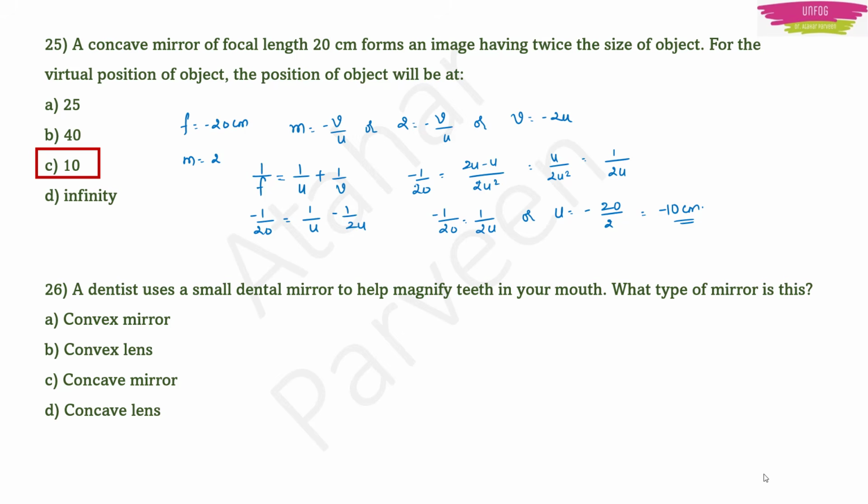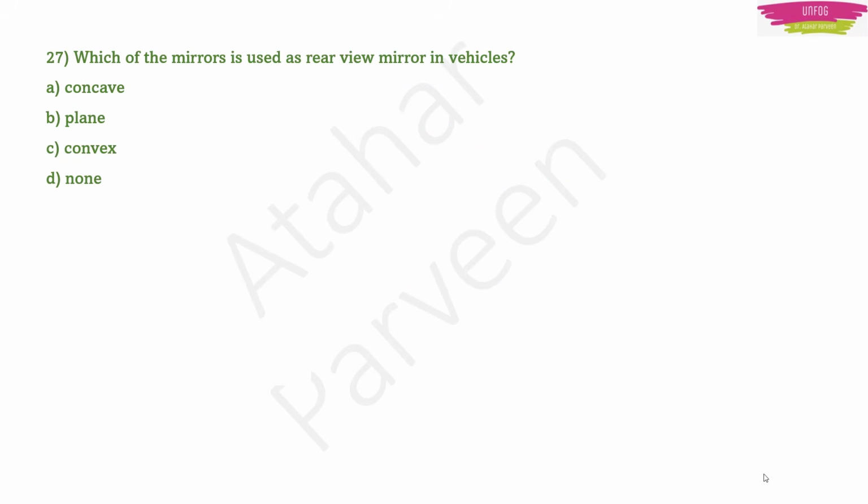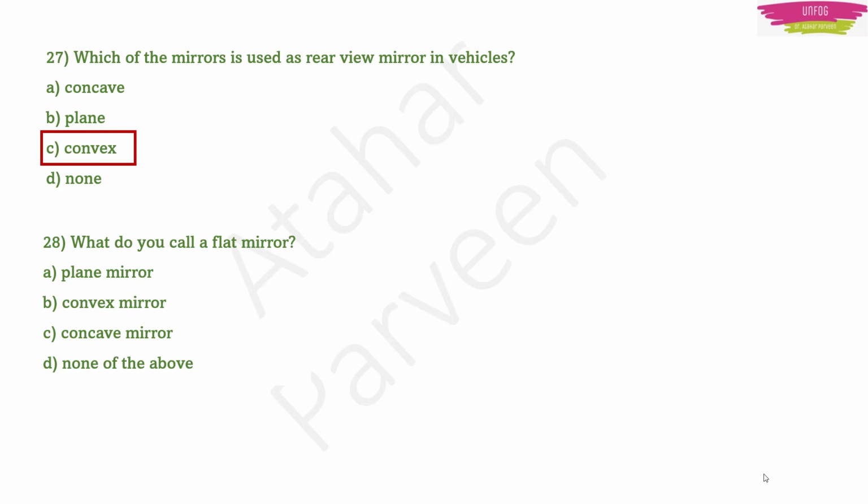Next question. A dentist uses a small dental mirror to help magnify teeth in your mouth. What type of mirror is this? Of course, it should be a concave mirror. Next question. Which of the mirrors is used as rear view mirror in vehicles? Yes, it is convex mirror. Next question. What do you call a flat mirror? We call a flat mirror a plane mirror.